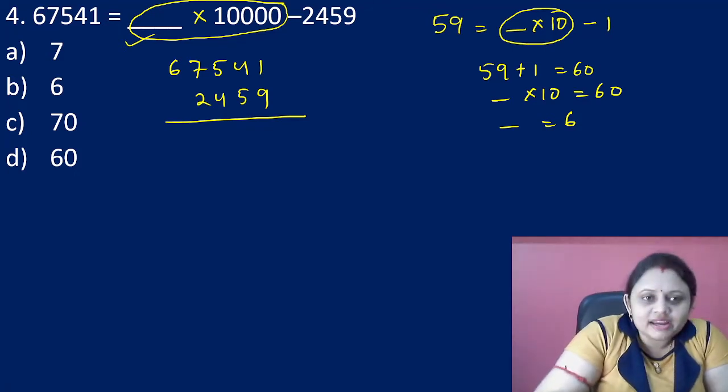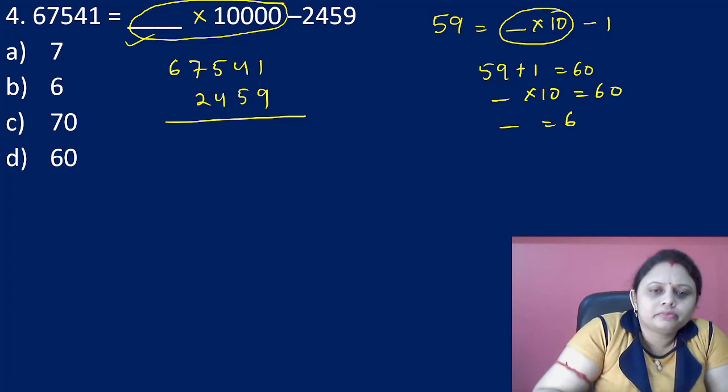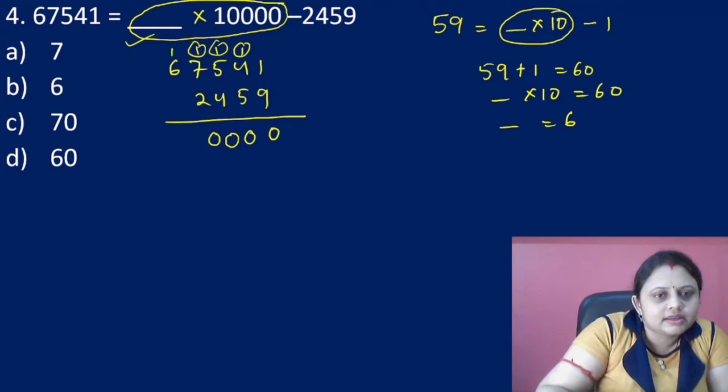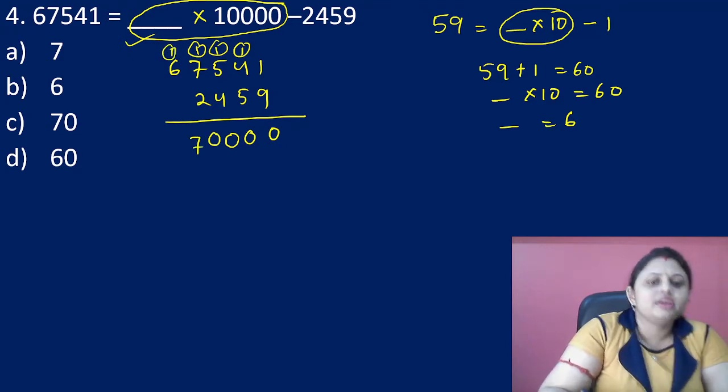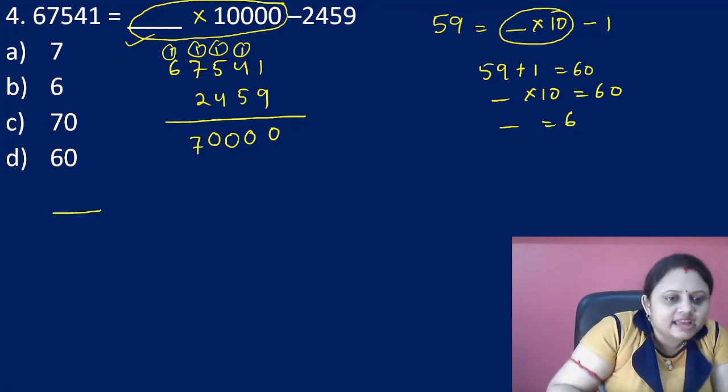So to find this number, we have to add these numbers. Okay, so what will be the answer? 1 plus 9, 10, 10, again 10, again 10, then 7. Okay, it is 70,000. So this dash into 10,000 is equal to 70,000.